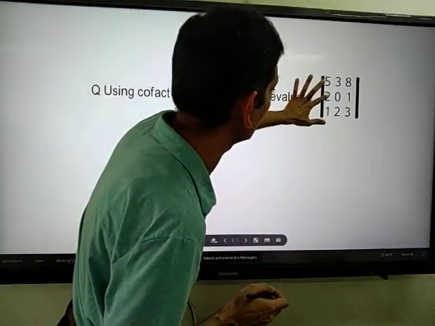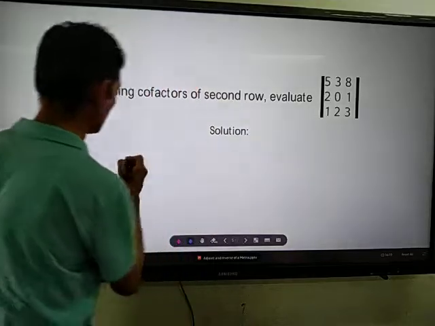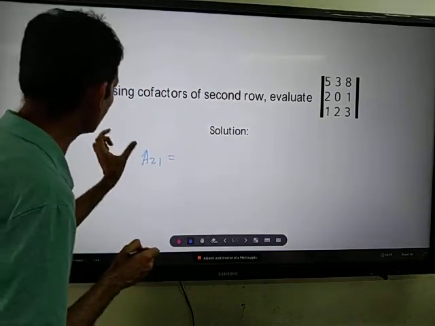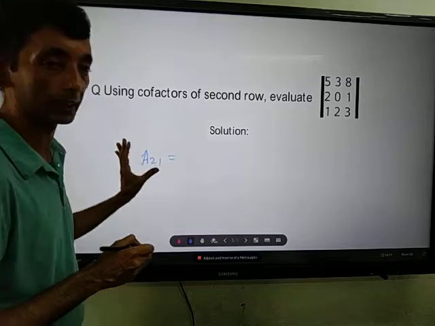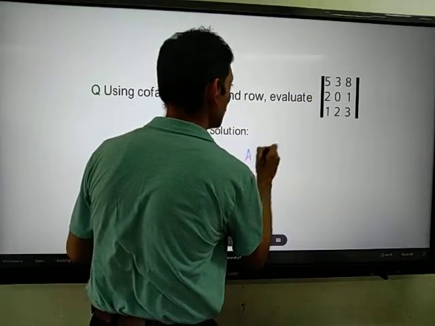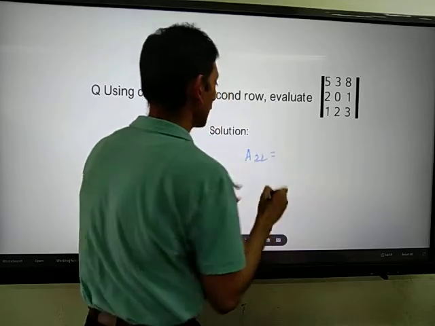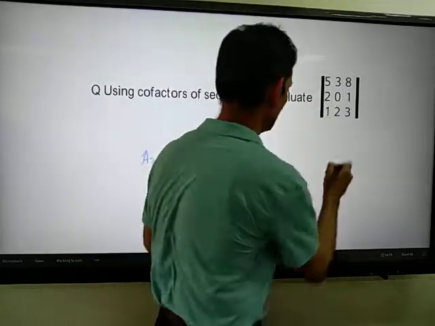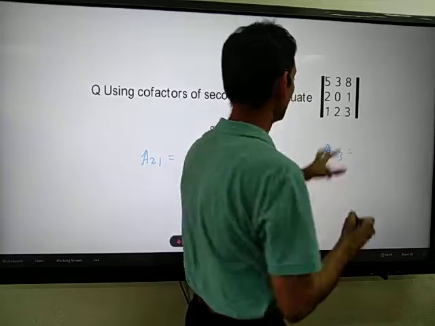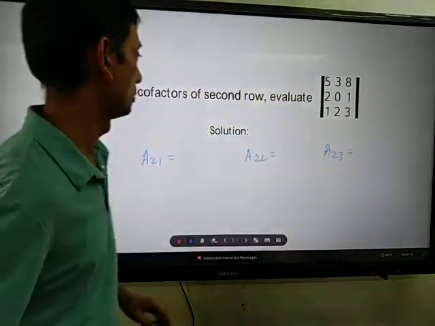First, what is the position of this? This is 2, 1 position. So we'll find A21. The moment I write A21, it means we are going to find the cofactor of this 2. Then next, this is 2, 2. That means I am going to find the cofactor of 0. Then I need to find A23. That means I am going to find the cofactor of 1.